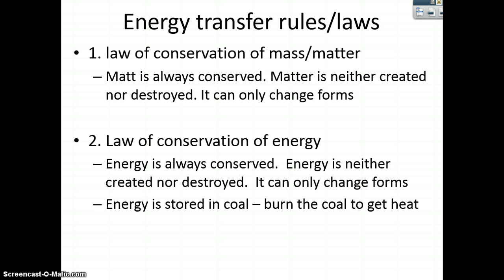demonstrating this. Then there's the law of conservation of energy. Energy is always conserved. Energy is neither created nor destroyed. It can only change forms. For example, energy is stored into coal. You burn the coal, you get heat. So it changed from potential energy into kind of that electromagnetic energy or heat. What you had to start with is what you have in the end. It's the law of conservation of matter, the law of conservation of energy. Matter nor energy can be created nor destroyed.